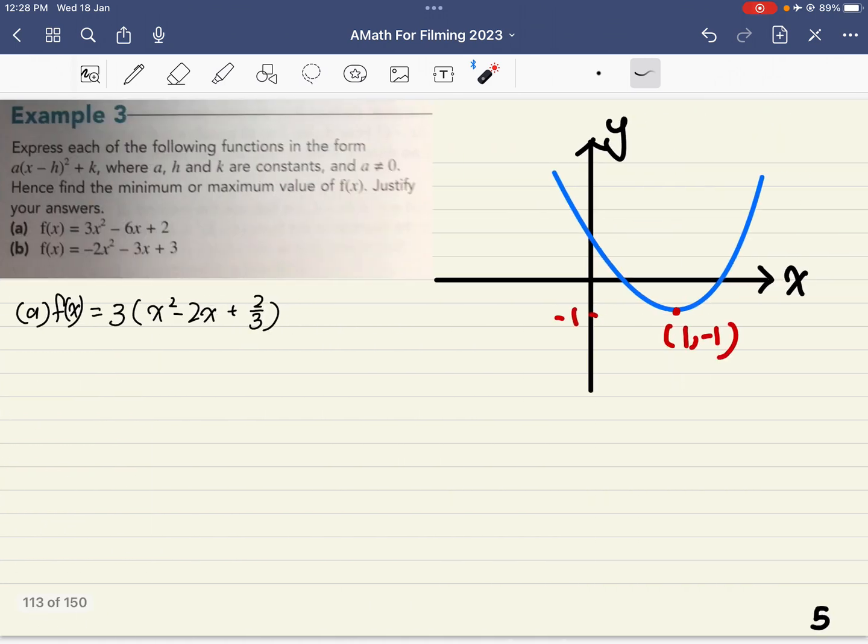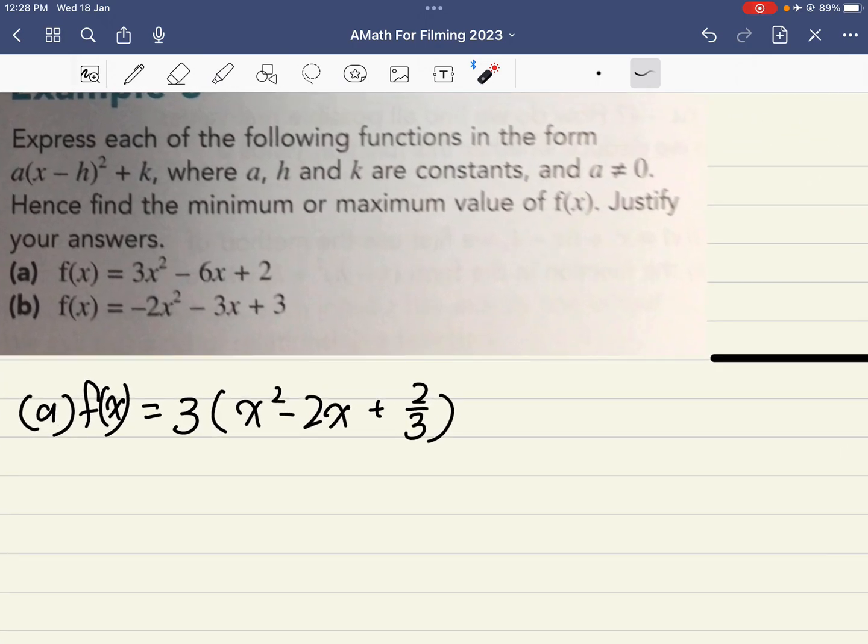Okay? I will go on to slide number 5 now. For slide number 5, what we will have here is this. What I am going to do is part A first. So in part A, you have to express the following functions in the form a(x minus h) squared plus k. What this implies is that we have to express this in the completed square form.